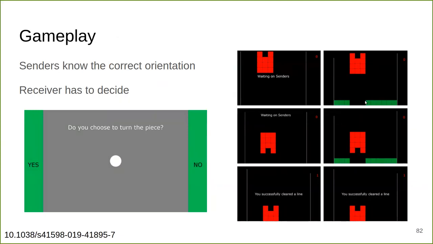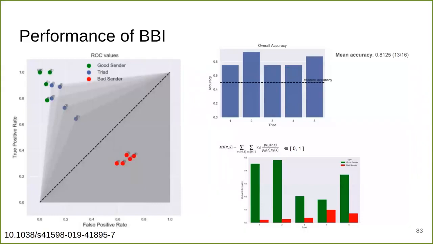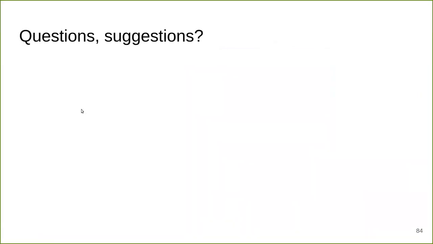The senders saw what they had to do, either to turn the piece or not, and the receiver had to decide, from the information that it got from the stimulation, whether to rotate the figure or not. And they saw that in some cases, even with the disruption of the signal, you were able to play the game better than without any additional information. So in some cases, especially with good senders, the game was much easier for the receiver.